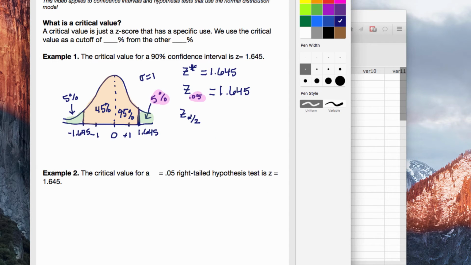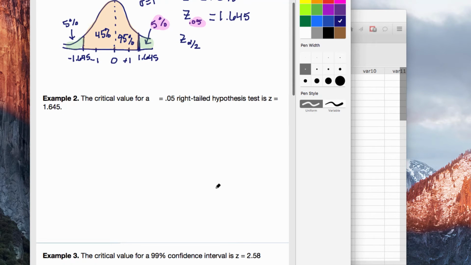So let's go back here and look at another example. The critical value for an alpha equals 0.05 right tail hypothesis test is z equals 1.645. So this is a little bit different use. If you're just learning about confidence intervals, this stuff won't make sense. If you've already learned about hypothesis testing, this will make sense, and then that previous example will have been review. So this is another use of a critical value, but when you're doing a hypothesis test.